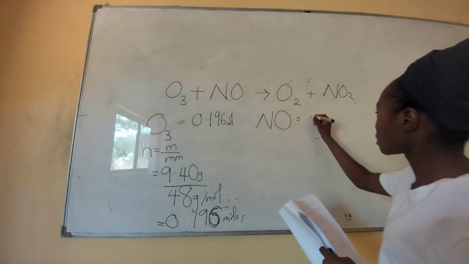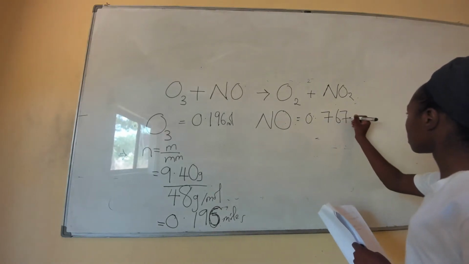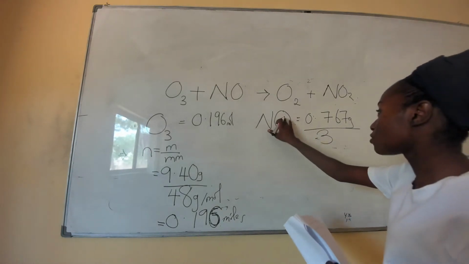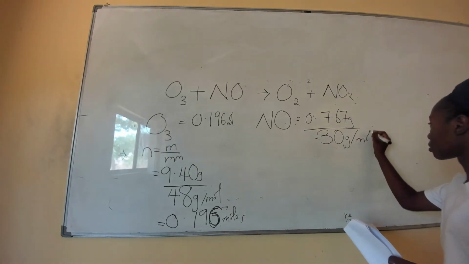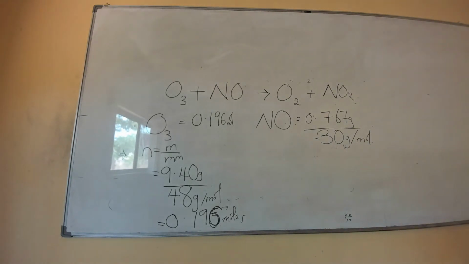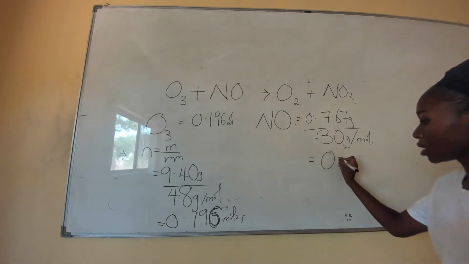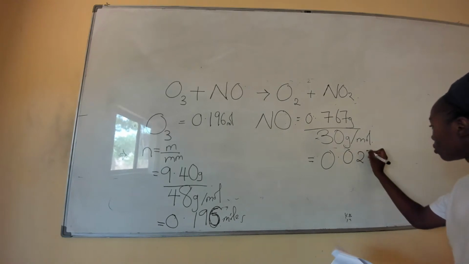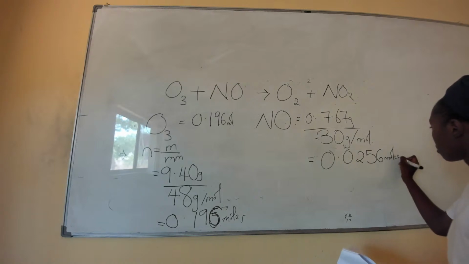We've been given the mass in the question as 0.767 grams, and then the molar mass for NO is simply 30. So we have 16 for that and 14 for that, which will give us 30 grams per mole. And then after dividing, we're going to find our number of moles as 0.0256 moles.